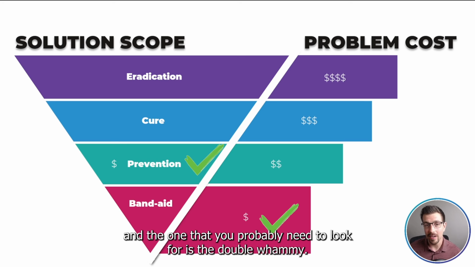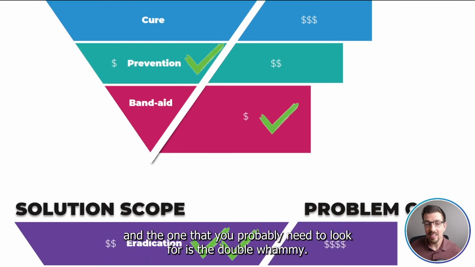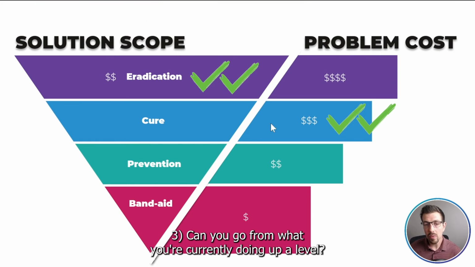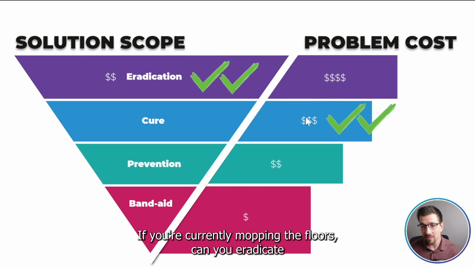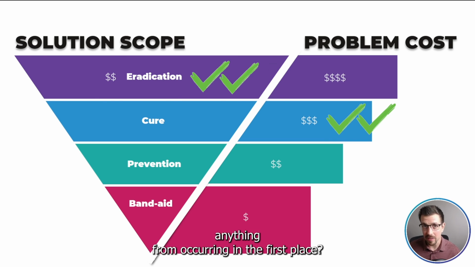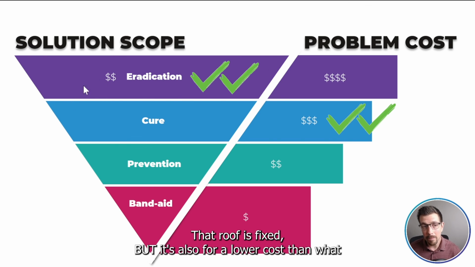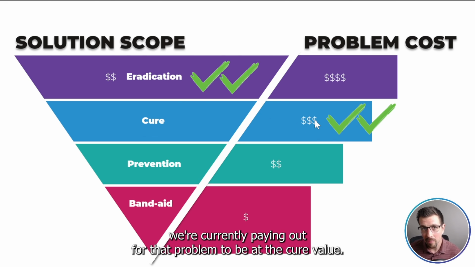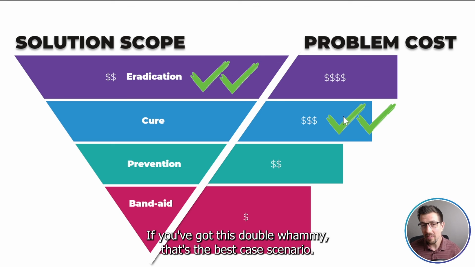Now the final one, and the one that you probably need to look for, is the double whammy. Can you go from what you're currently doing up a level? If you're currently mopping the floors, can you eradicate anything from occurring in the first place? Like that roof is fixed, but it's also for a lower cost than what we're currently paying out for that problem to be at the cured value. If you've got this double whammy, that's the best case scenario.